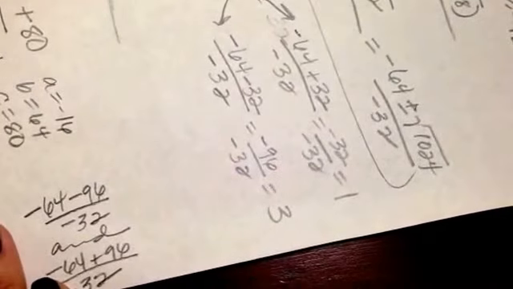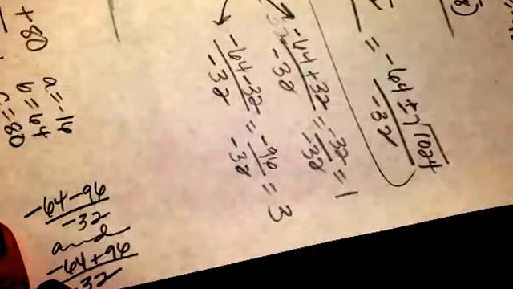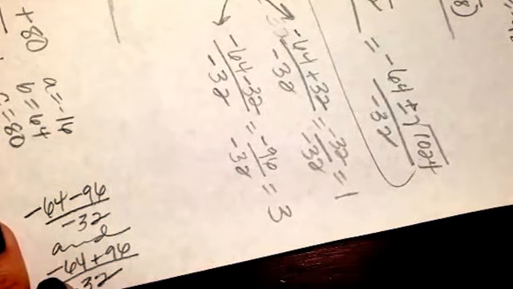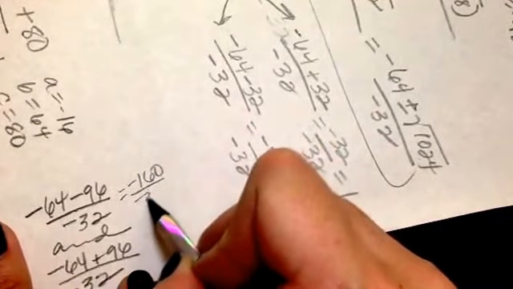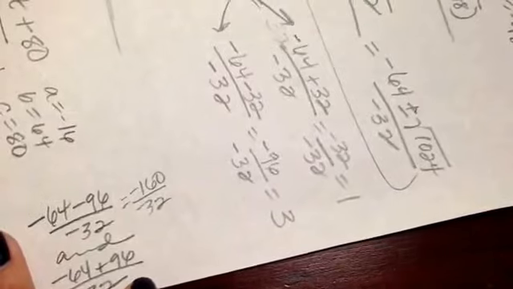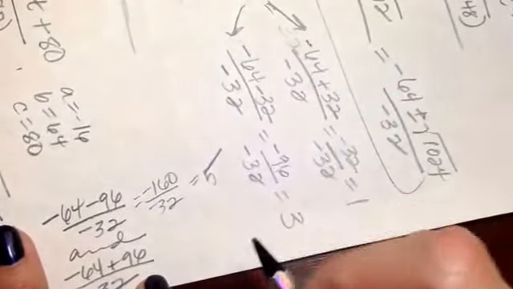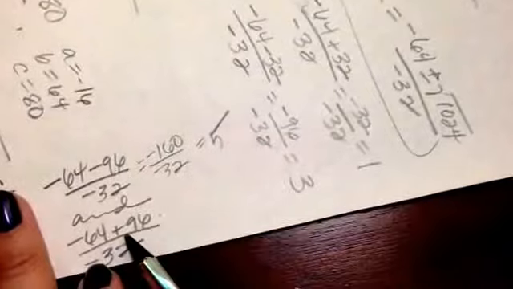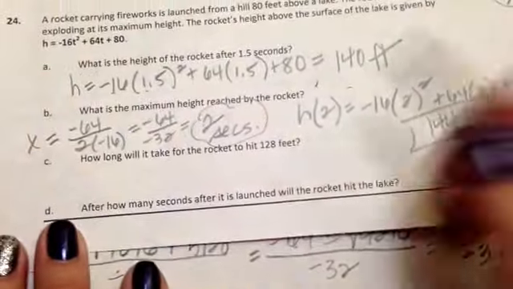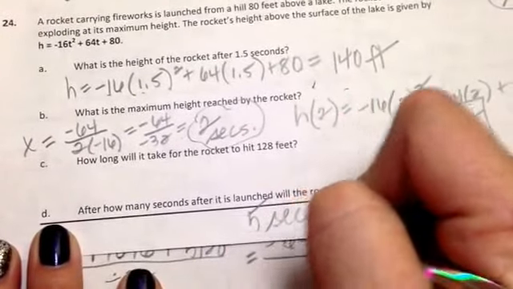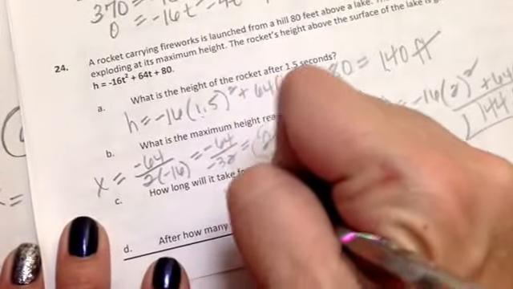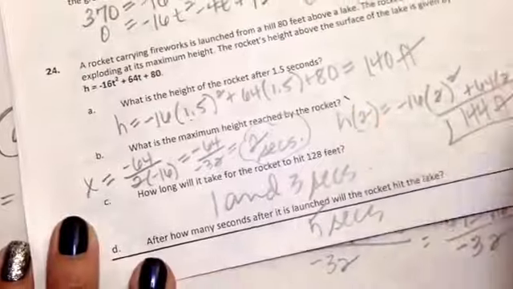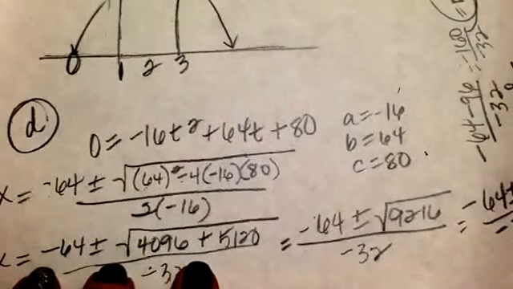Man, add some paper if you have to. This page got a little ugly in terms of room. I got, let's see, negative 160 over negative 32. It's 5. And this is going to result in a negative answer. This is what I needed. After how many seconds will the rocket hit the lake? 5 seconds. And how long will it take for the rocket to hit 128? We had that happening at 1 and 3 seconds. Back this up if you have to work through those.